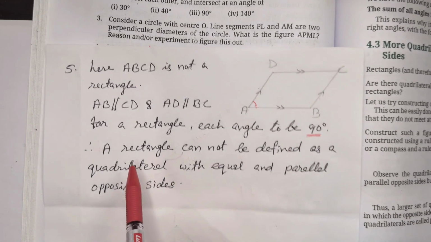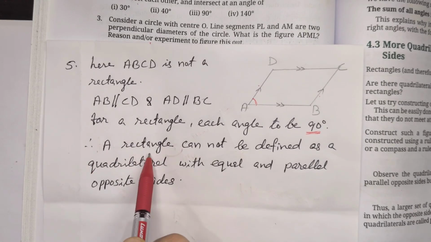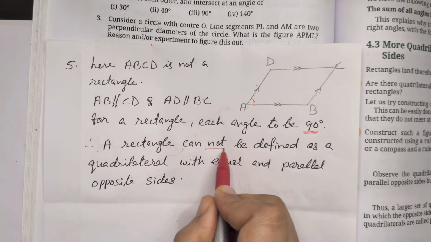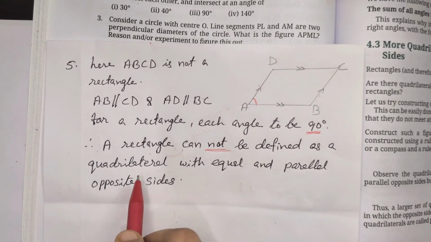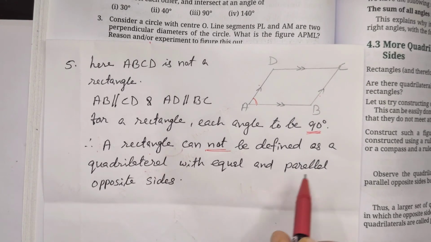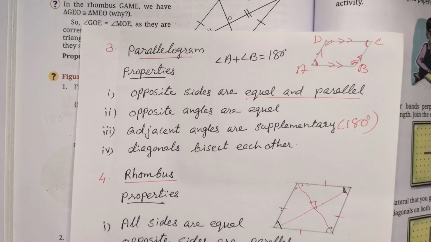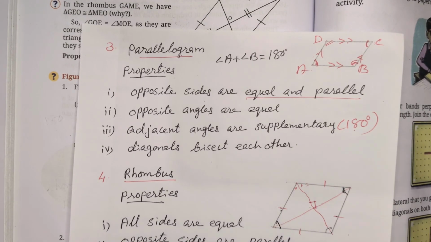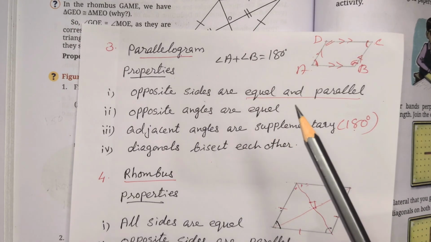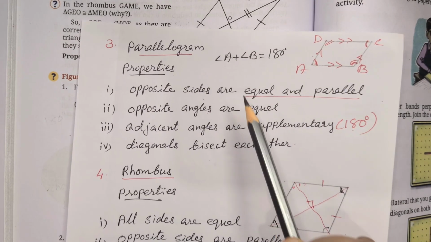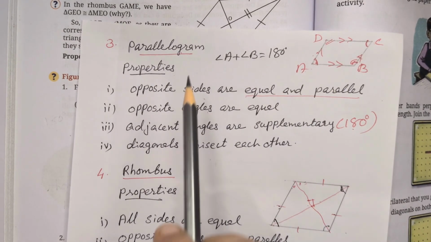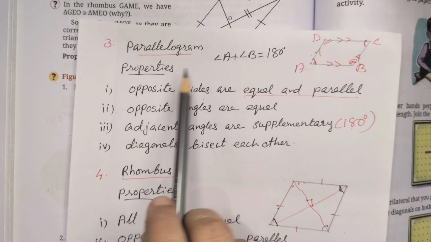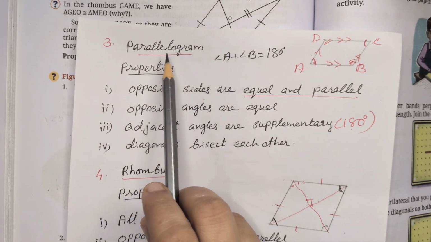So we can write the conclusion. Therefore, a rectangle cannot be defined as a quadrilateral with equal and parallel opposite sides. Quadrilaterals, we already have seen two special quadrilaterals, rectangle and square, and its properties. Now next one is parallelogram.